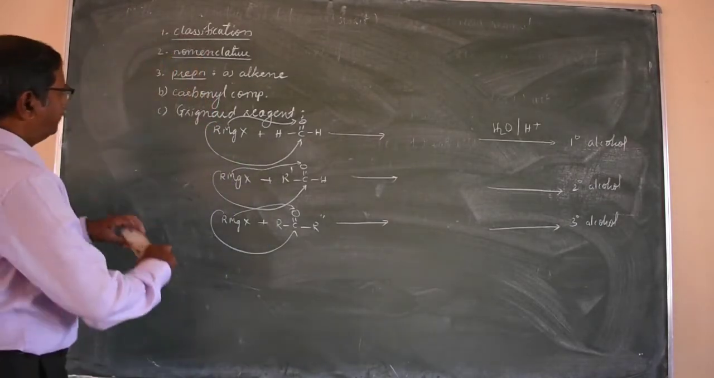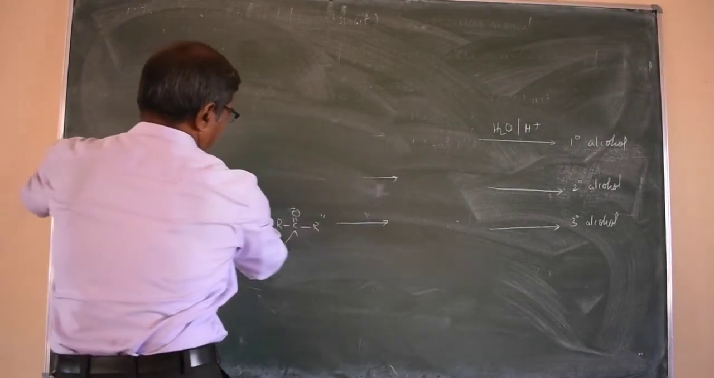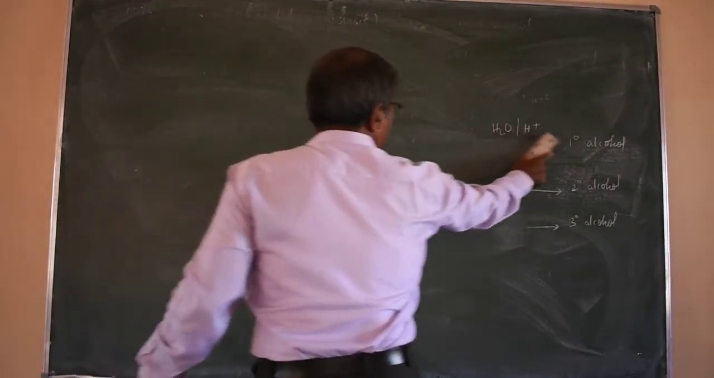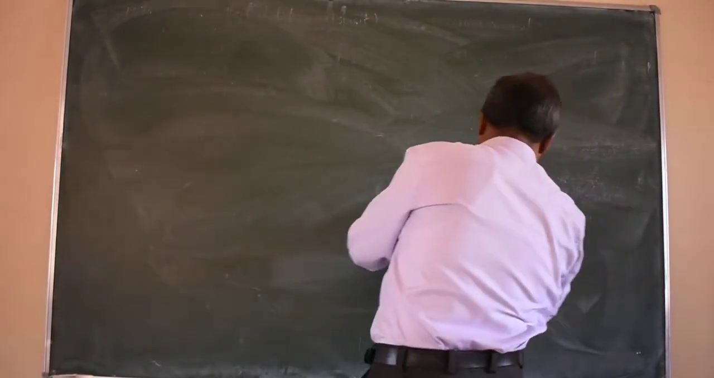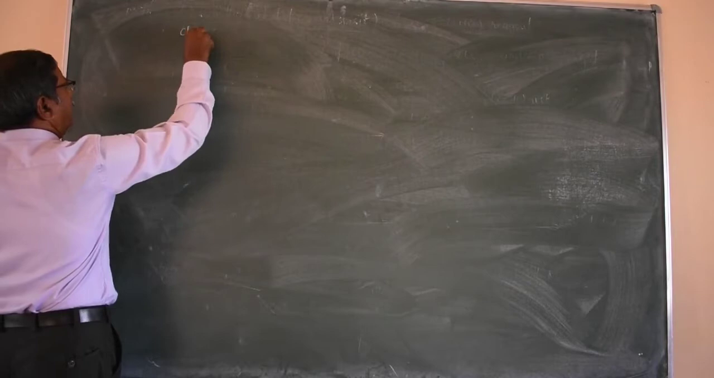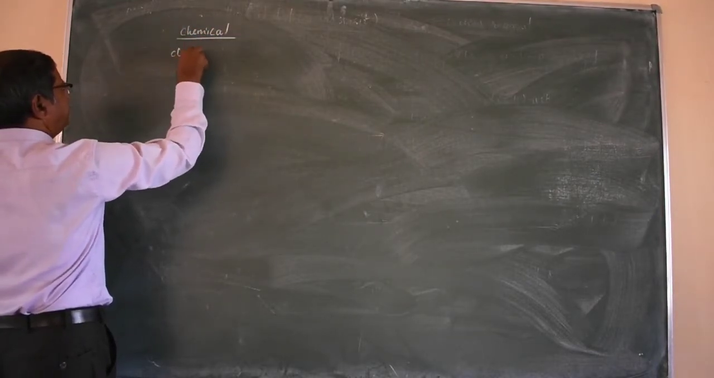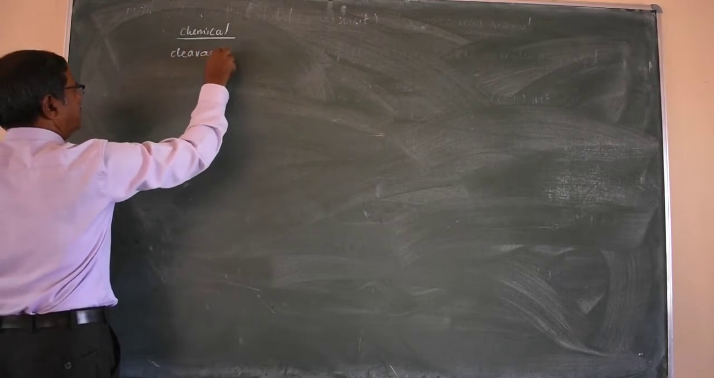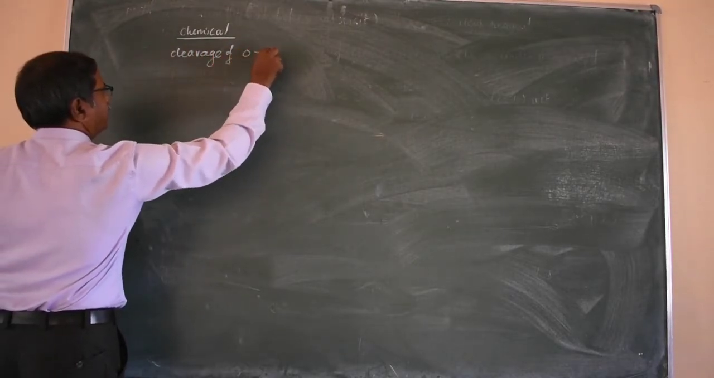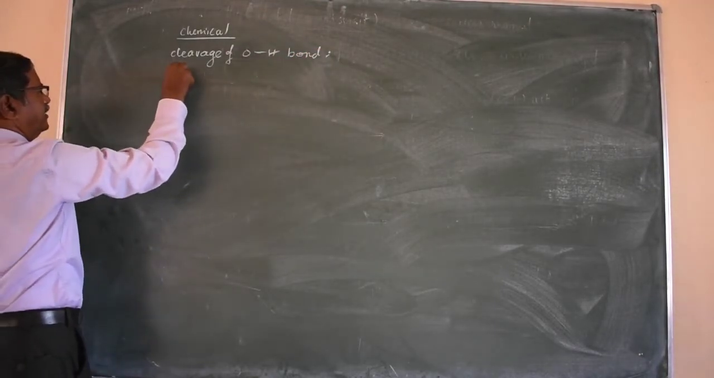Then in chemical properties, we know it involves first the cleavage or breaking of the OH bond. In chemical properties, we have cleavage of OH bond. So in cleavage of OH bond, the first one is acidic property.